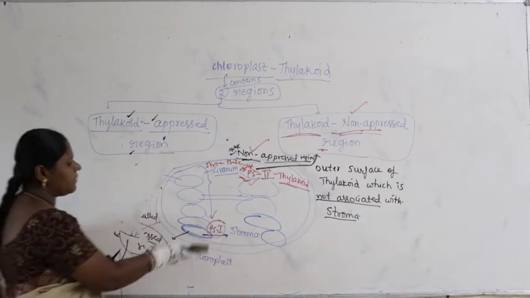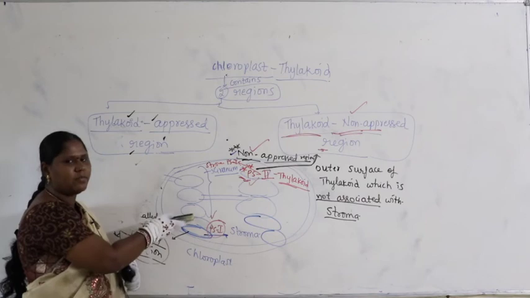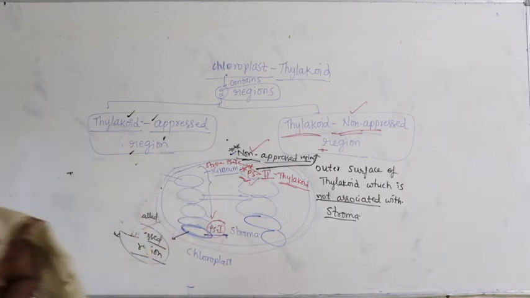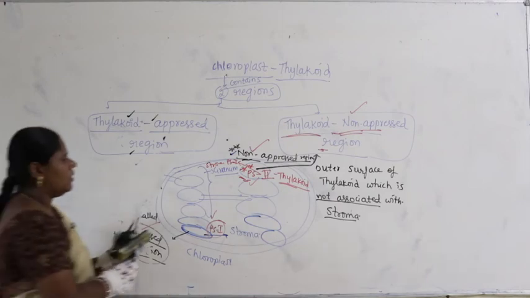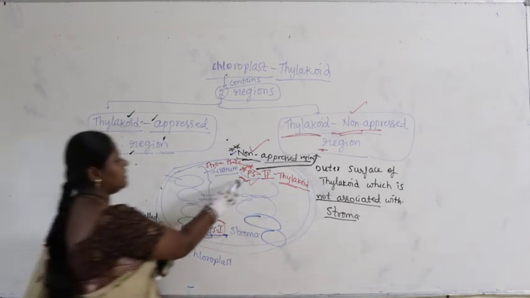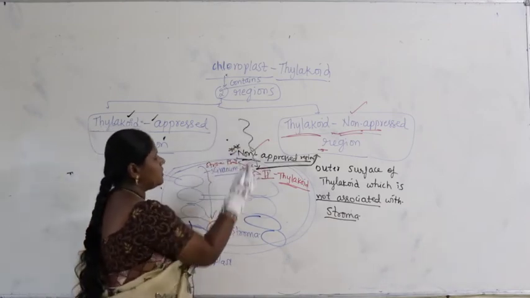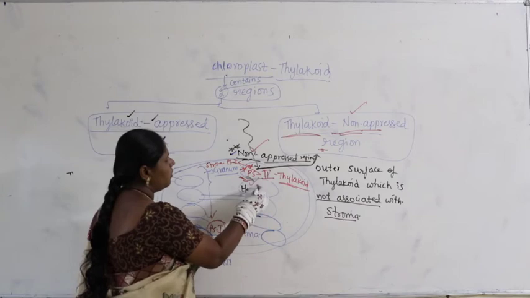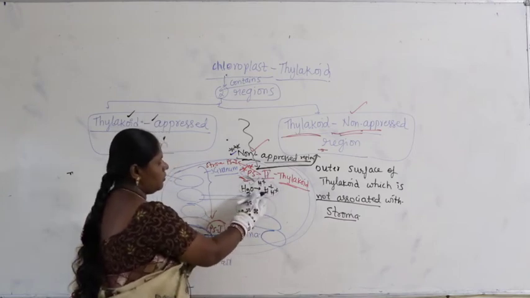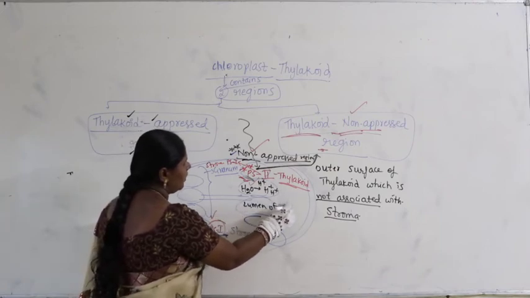Why am I telling this appressed region and non-appressed region? Because the total story of photosynthesis is held within this. Now, what was the last point we studied? What is associated with photosystem 2? Here light falls onto this. What happens? Splitting of water. It releases protons. Yes or no? So protons accumulate where? In the lumen of the thylakoid.